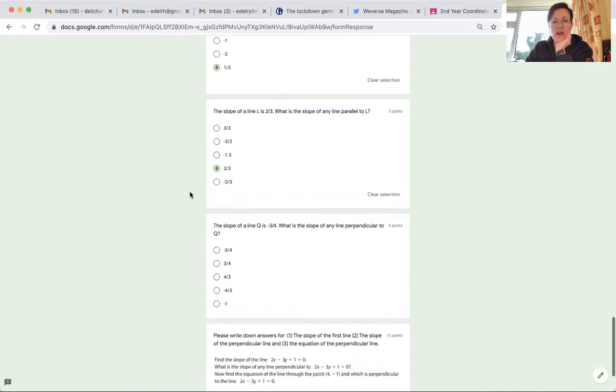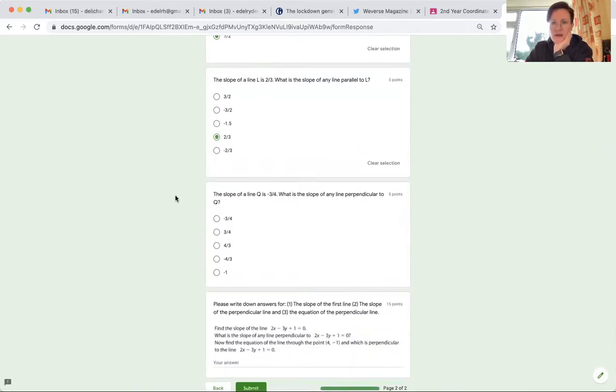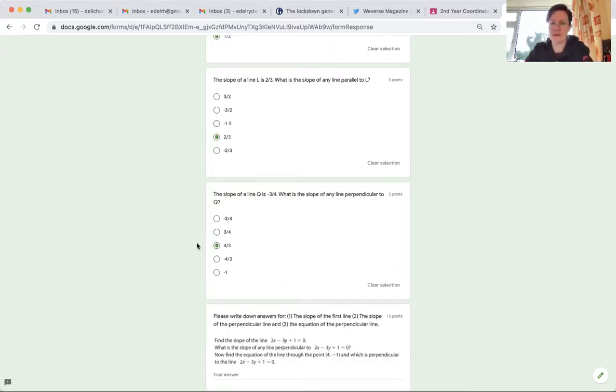The slope of a line Q is -3/4. What's the slope of a perpendicular line? So remember, there's 2 things to do. Opposite slope: turn it upside down and change the sign. So the slope should be positive. It's not any of the minus numbers. And rather than 3 over 4, it should be 4 over 3. So there's our answer there.